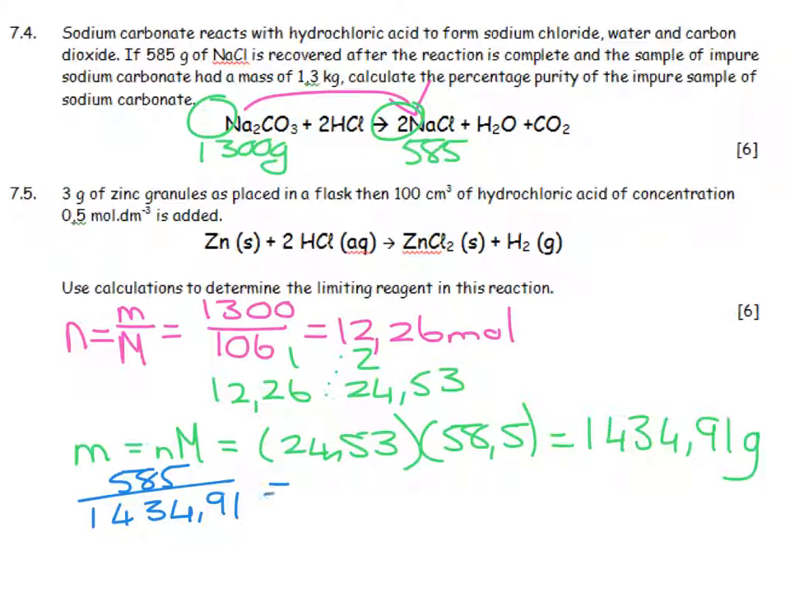If I now wish to get the percentage purity, I'm going to say 585 out of 1,434,91 is equal to, and I get an answer of 40,77% when I times that by 100.